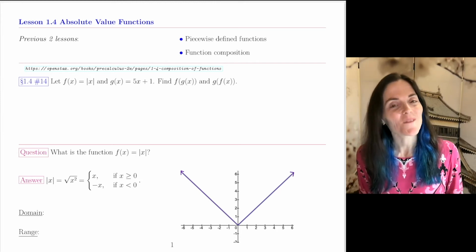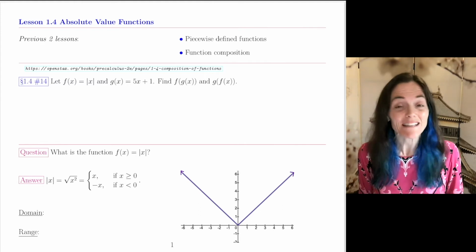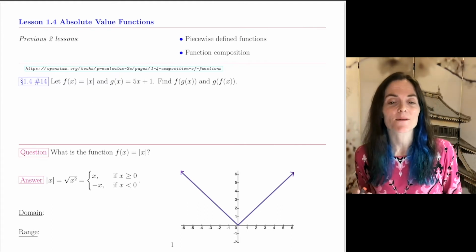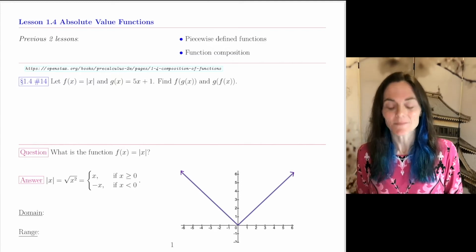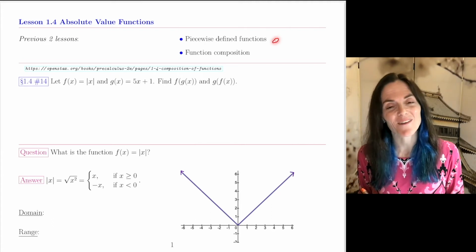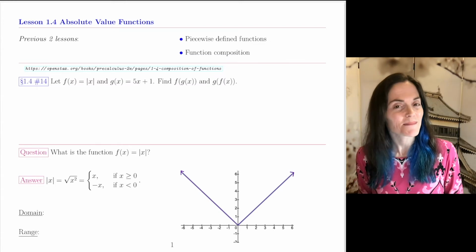Lesson 1.4, we're going to be working with absolute values. This is a really important lesson in that absolute values come up a lot in the calculus courses. I'll just remind you some of the things we did in the last two lessons. We talked about piecewise defined functions. We also talked about function composition, and both of these will come up today.